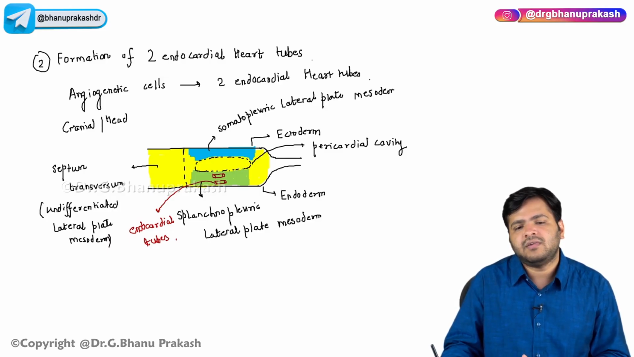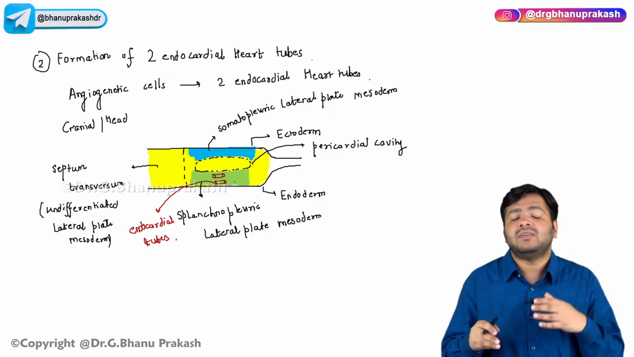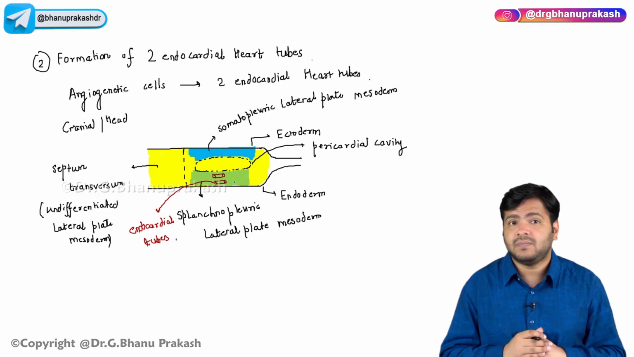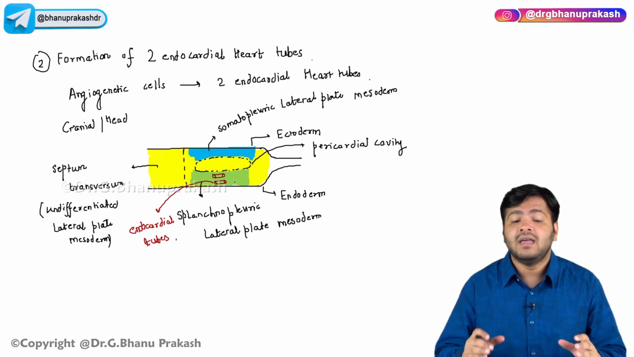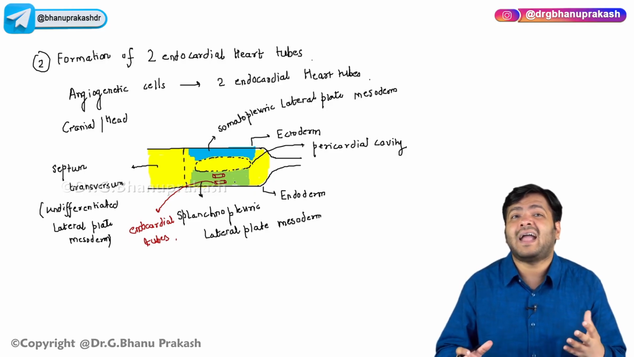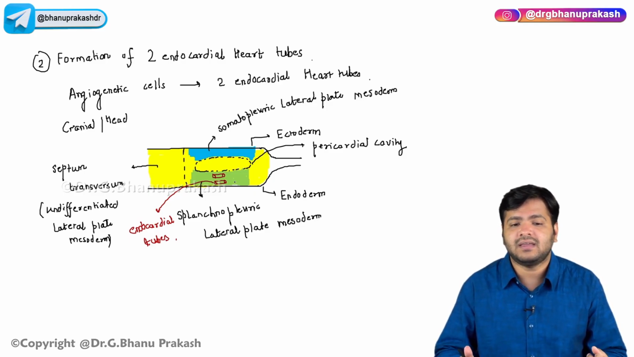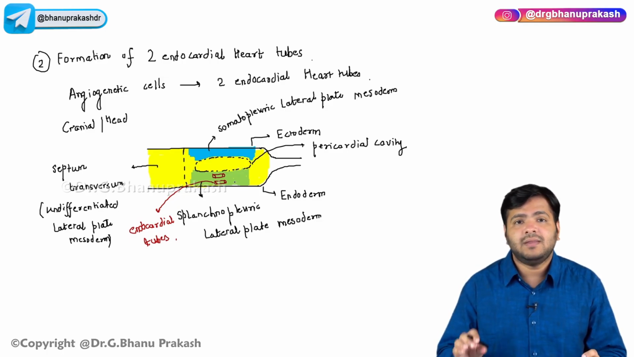So yes, the heart tubes are developing in the splanchnopleuric lateral plate mesoderm, which will give rise to most of the structures of the heart. That's why I told you the origin is splanchnic, splanchnic mesodermal in origin. So it is the lateral plate mesoderm only. And in between we have the pericardial cavity.